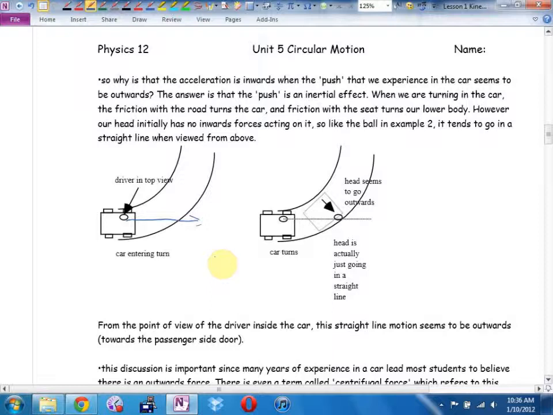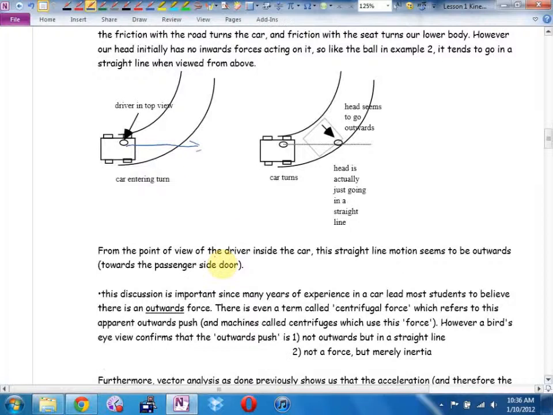When you're in a car and you come to a stop, which way do you feel like you're getting pushed? Forwards. But which way are you clearly accelerating when you come to a stop? You've got to be accelerating backwards, right? So when in doubt, go with the opposite of which way you feel. That comes in handy when we go to Playland in a couple of months. So, from the point of view of the driver inside the car, this straight line motion seems to be outwards towards the passenger side door.